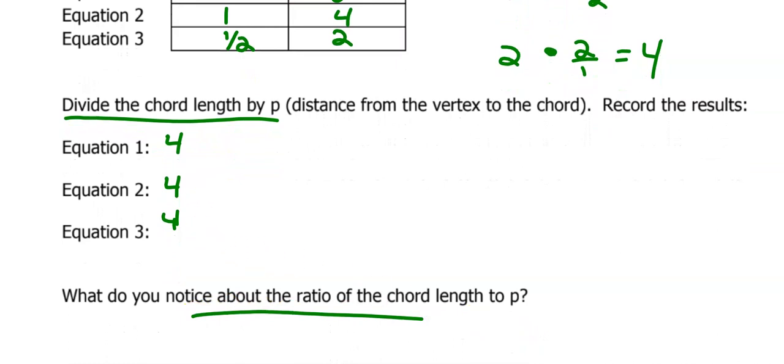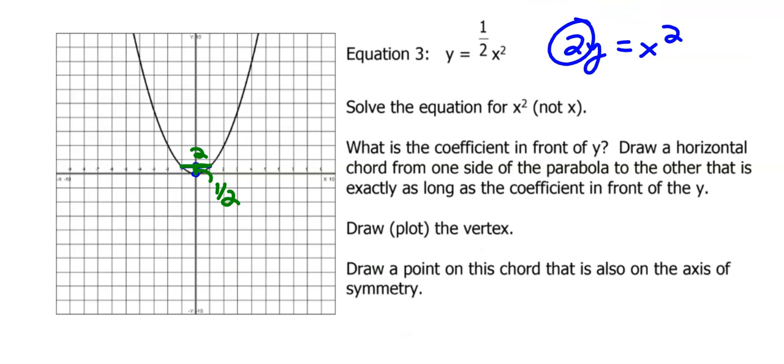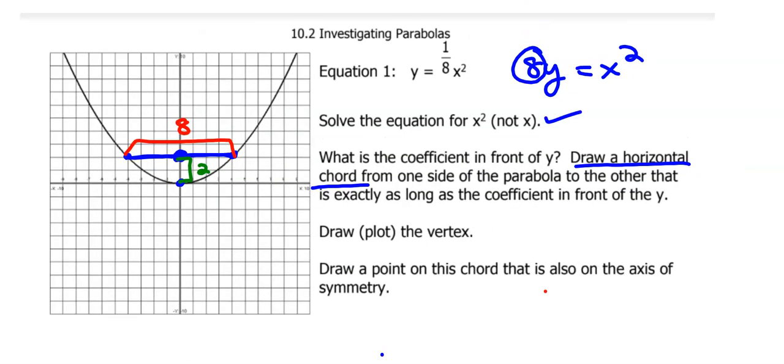It's 4. Why do you think we plotted a point on the chord that is on the axis of symmetry? Is there anything special about this point? You can take a moment to think about it if you want, but since we're on video and not in the classroom, I'm just going to go ahead and give you the answer.